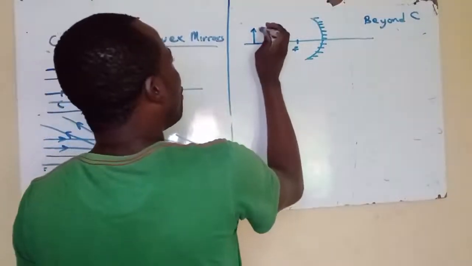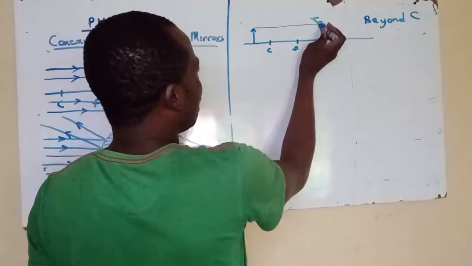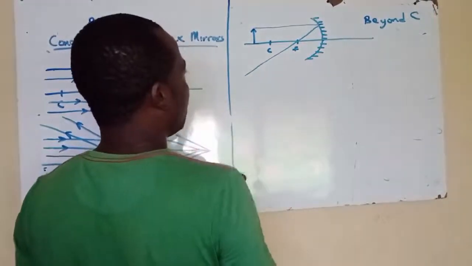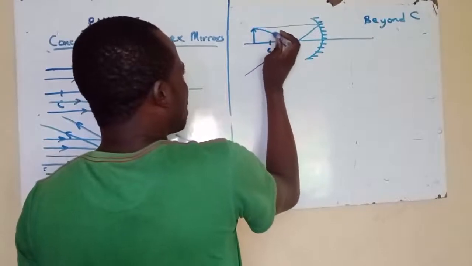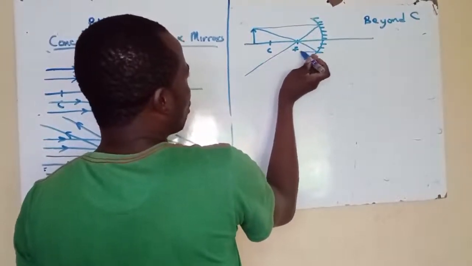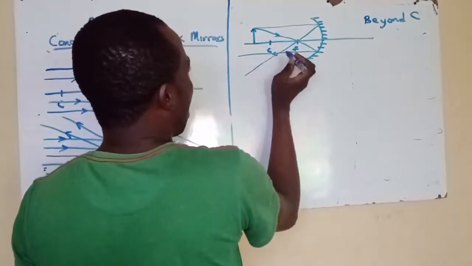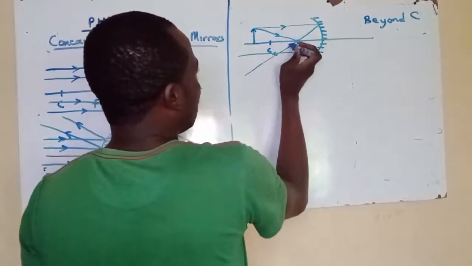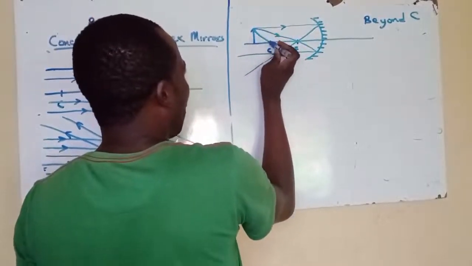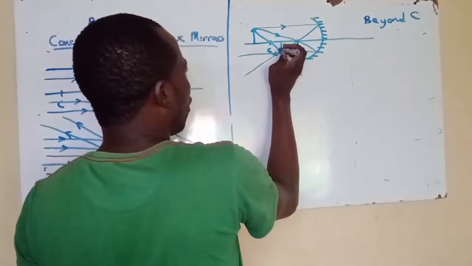Now, a line from the object strikes the reflecting surface here. It will come back towards the focus. Another line goes through the focus directly to the reflective surface, and is reflected parallel. So the image formed will be like this.